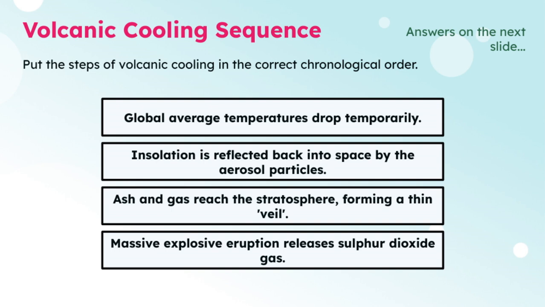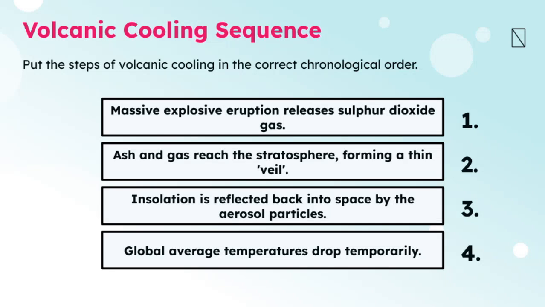Think carefully about cause and effect. First, there has to be a volcanic eruption. Then ash and sulfur dioxide reach the stratosphere. Then the particles reflect incoming solar radiation. Finally, less energy reaches the surface, so global average temperatures drop temporarily.